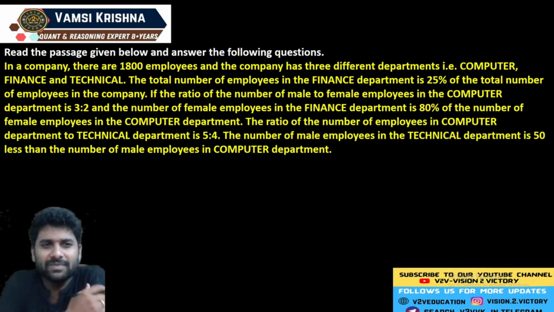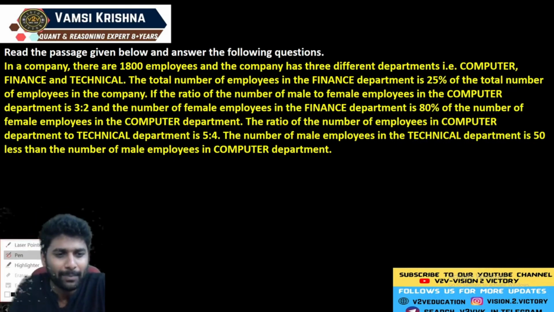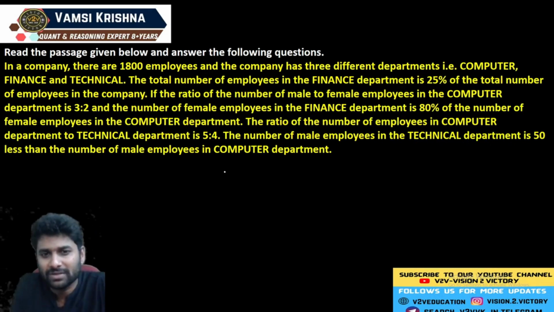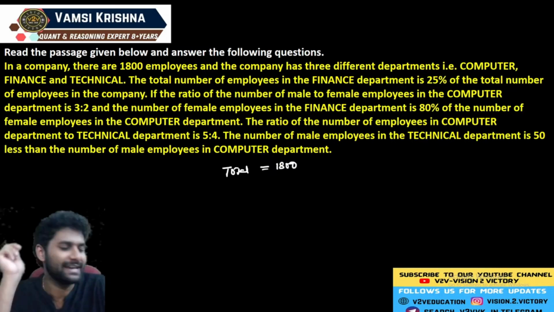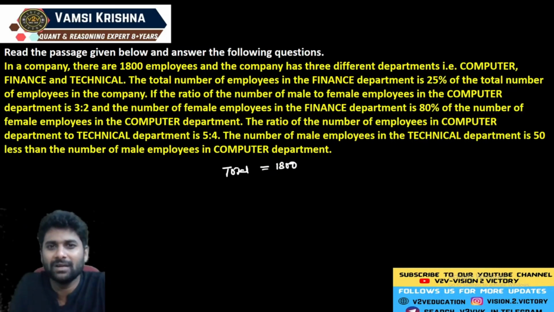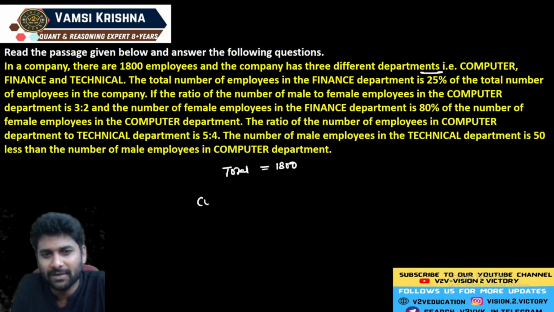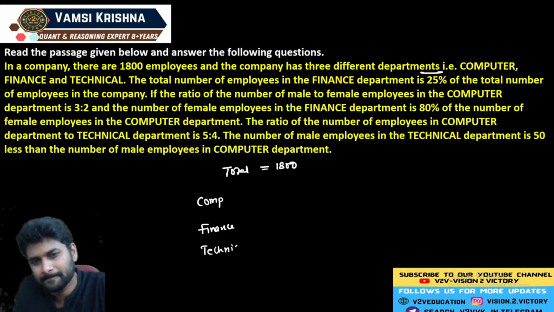In a company, there are 1800 employees. See here, the total number of employees is exactly equal to 1800. In the company, they have three different departments. So here, the three departments are one is computers, another one is finance, and the third one is technical.